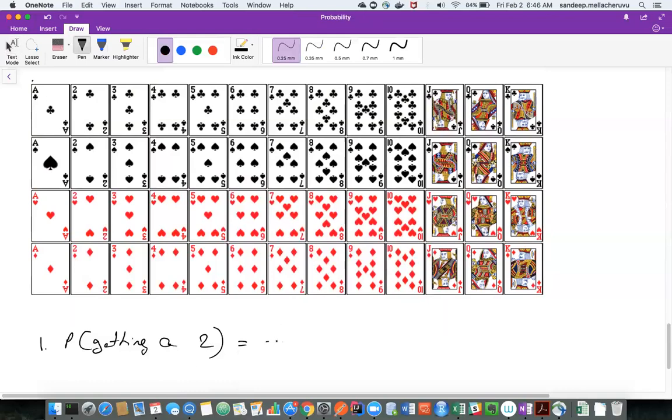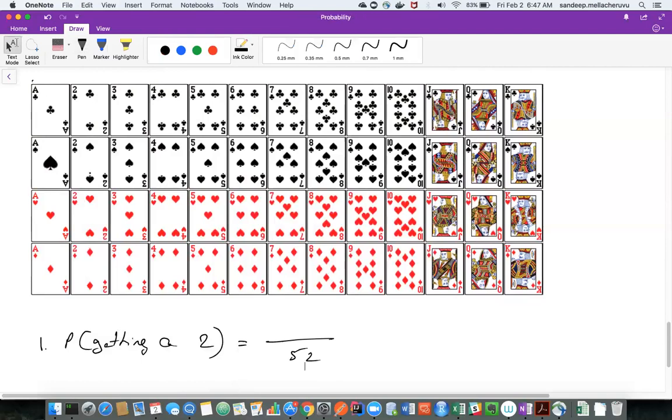Now, getting a 2 in this entire set of cards, how to solve it? Let me show you in 1 or 2 examples. Then I'll ask each one of you. So in this entire set of cards, what is the sample space? Sample space is the entire set of possibilities that I can get. When I am getting only one card, what is the set of possibilities? It is 52 cards. So I have 52 possibilities for getting the cards. So my sample space is 52, all the set of cards. Now in that, to get a 2, you have to count how many 2s there are in this entire deck.